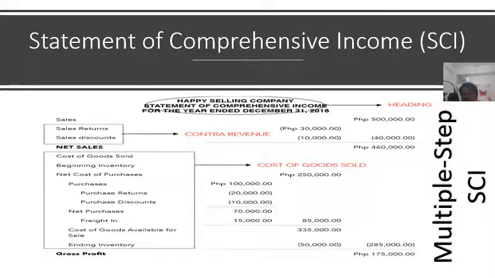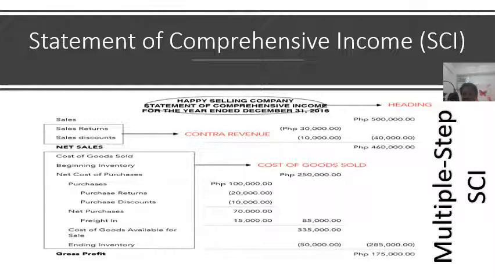As you can see, 30,000 at saka 10,000 ay 40,000. Tapos ibabawas doon sa main account which is yung sales na 500,000. So after mong ibawas yung 40,000, syempre 460 na lang, ang tawag mo doon ay net sales. So ulitin natin. Net sales ang tawag sa revenue pagkatapos mong i-deduct yung contra account.